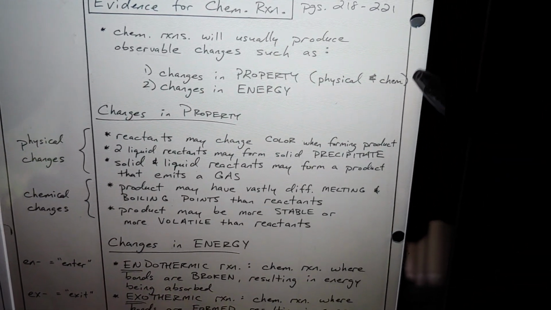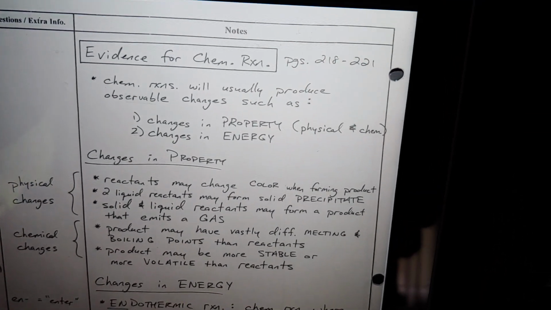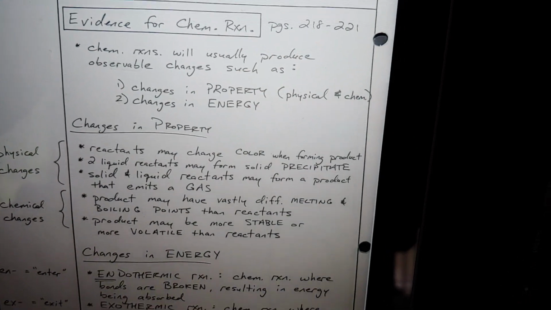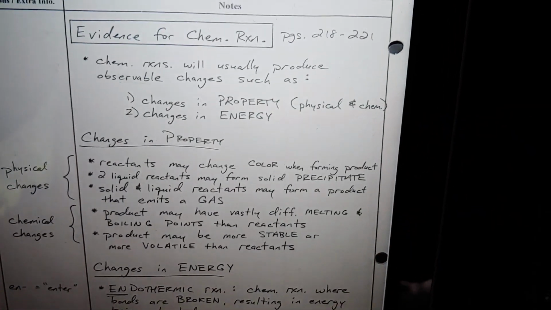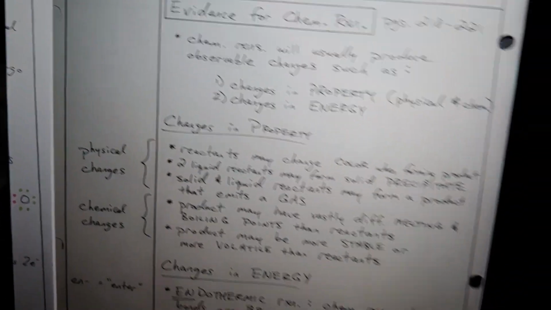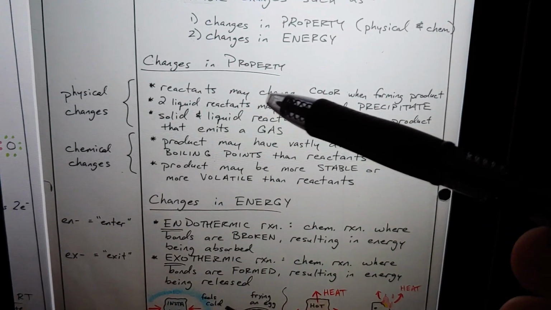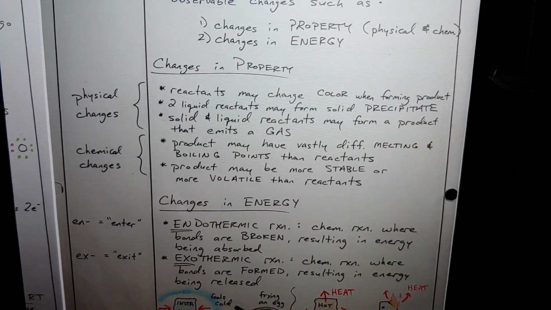And that was a physical change. But sometimes it'll be a chemical change. When you burn that paper and it's releasing heat, you can feel it. So that would be changes in energy. Okay. Now, changes in property. These are some things you could observe when there's a chemical reaction. Reactants may change color when forming a product.